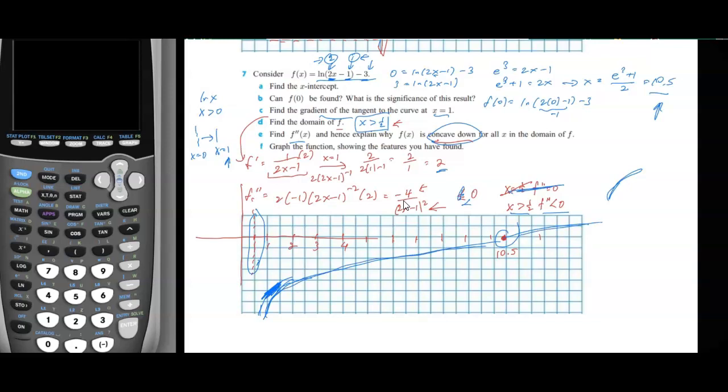Did we use all the information? No y-intercept. We use the x-intercept. We use the slope. We use the domain. We said it's concave down all the time. Okay, so we did everything. We already kind of knew what log shape was anyway. All right?